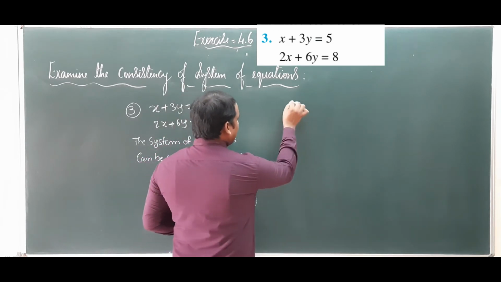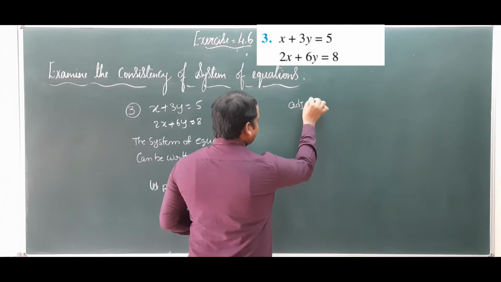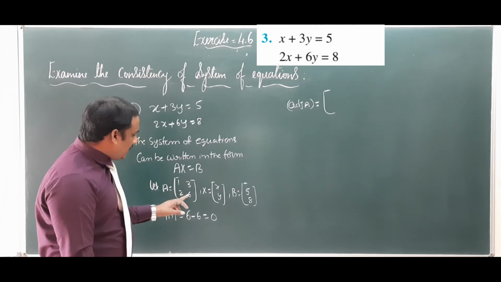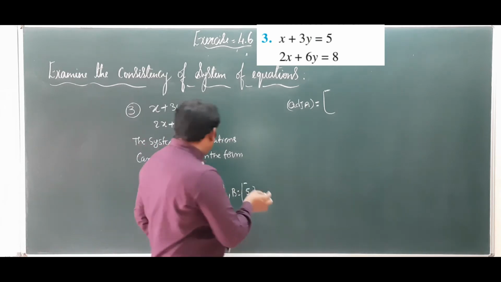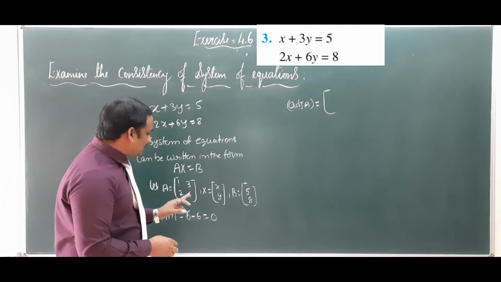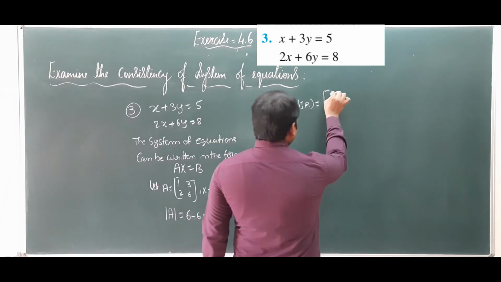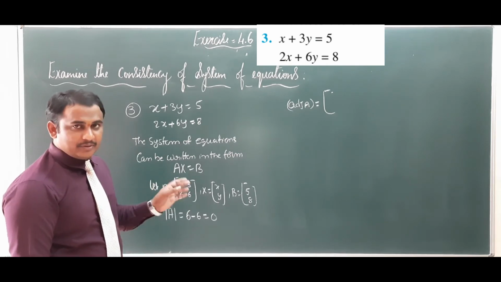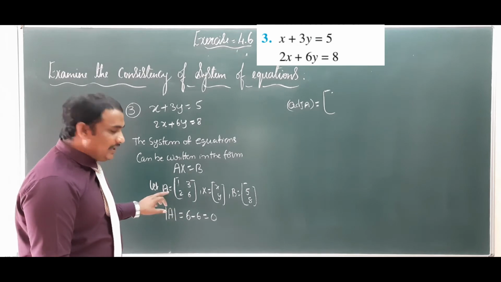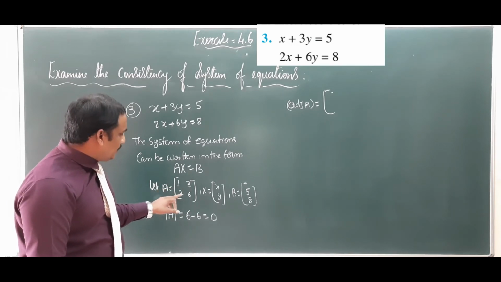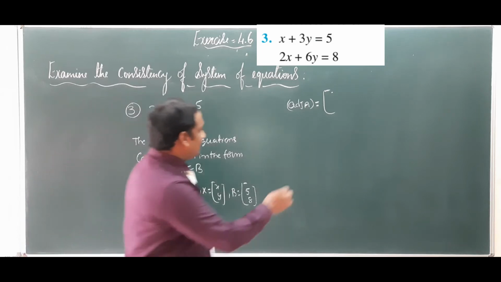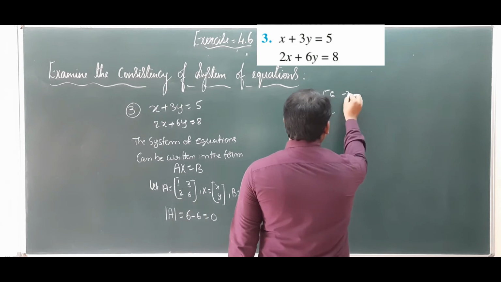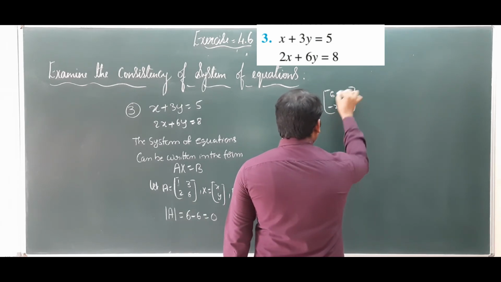Now first we will find out adjoint of A. Adjoint of A, this is a 2 by 2 matrix. A equal to 1, 3, 2, 6. Here 1 and 6 are interchanged. Now 6, here 1. Next 3 and 2, minus you have to apply. Minus 3, minus 2. Adjoint of A.